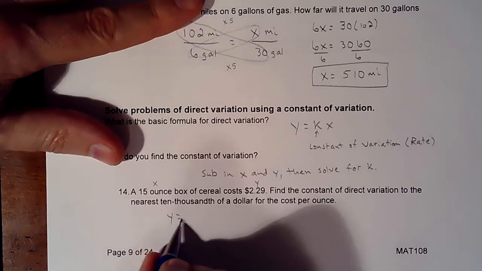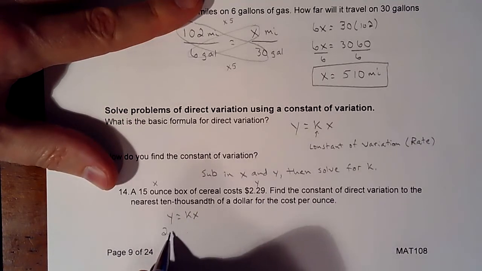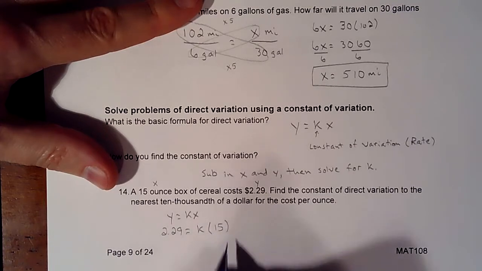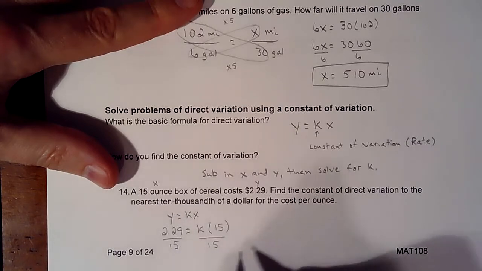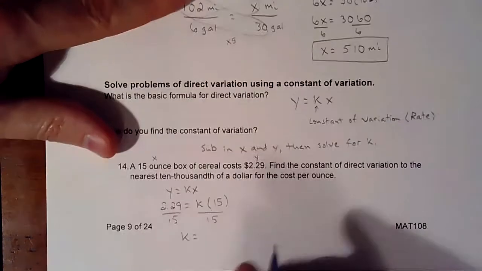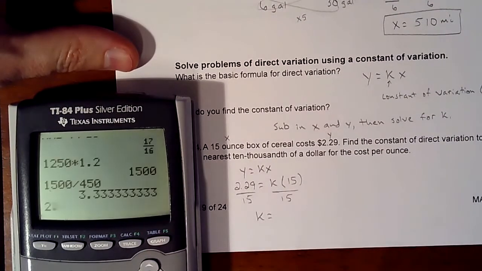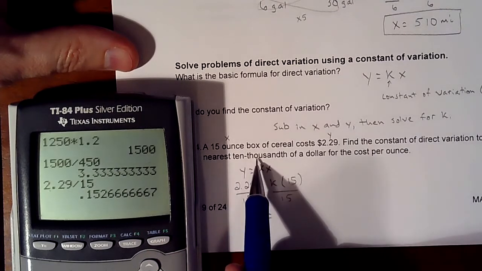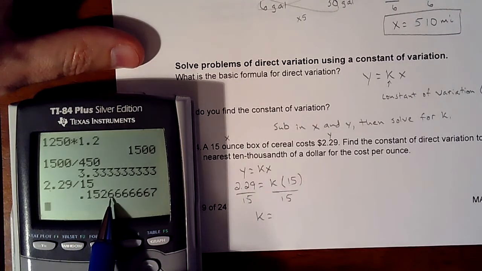So if our equation is y equals kx, our y value was $2.29, and our x was 15 ounces. Divide by 15 to get k by itself, throw that in the calculator. We get a k value with a lot of decimals: 2.29 divided by 15. Okay, they wanted to go to the nearest 10,000th. So 10,000th is tenths, hundredths, thousandths, 10,000ths. So that 6 is going to bump that 6 up to a 7.